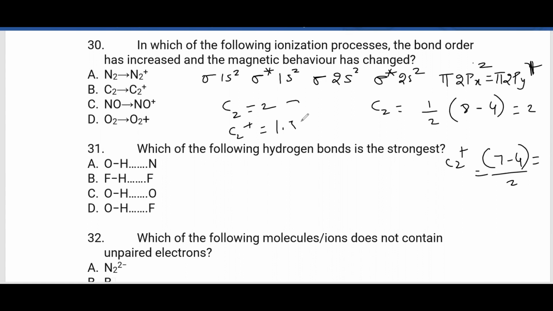So bond order is decreasing. 1.5 means it is not increasing. So these two are not our answers. Then let us check the third option. It is NO to NO plus.